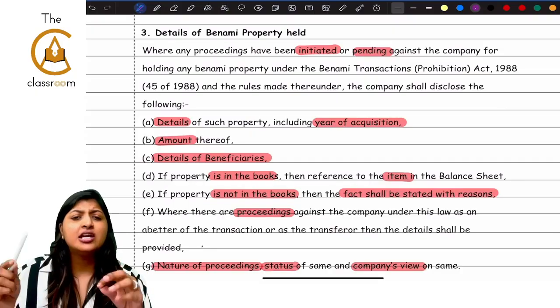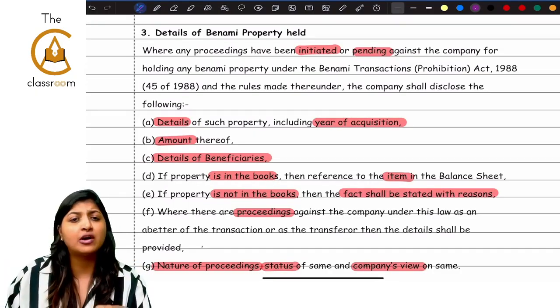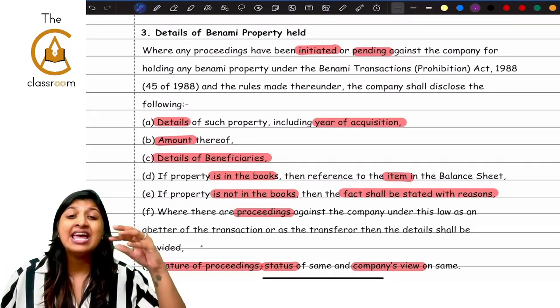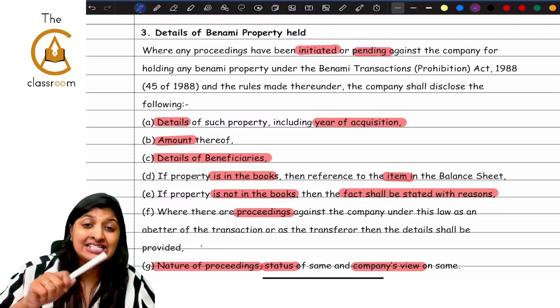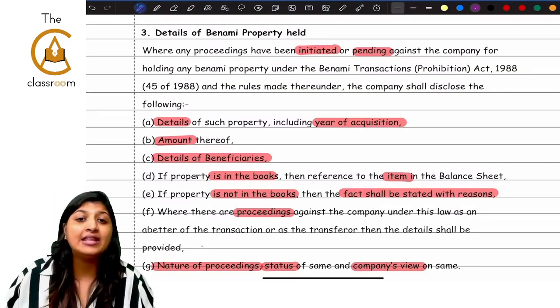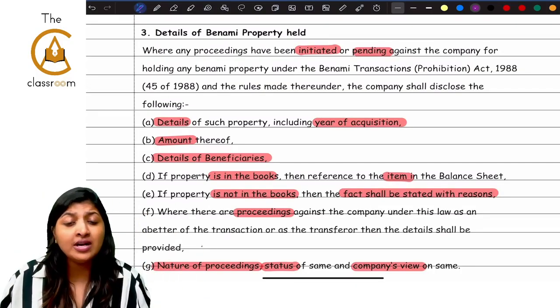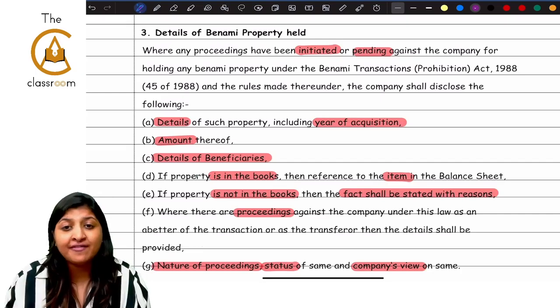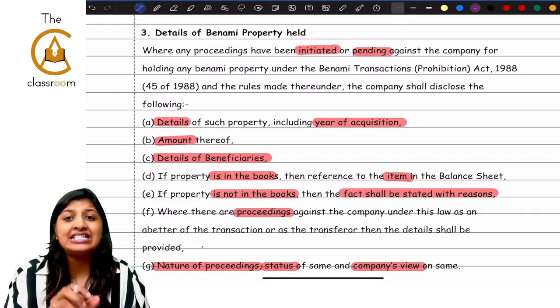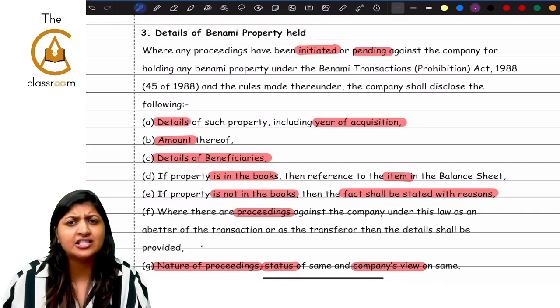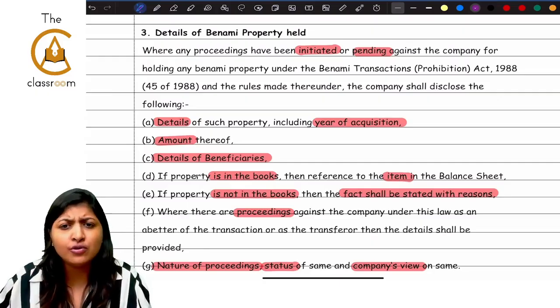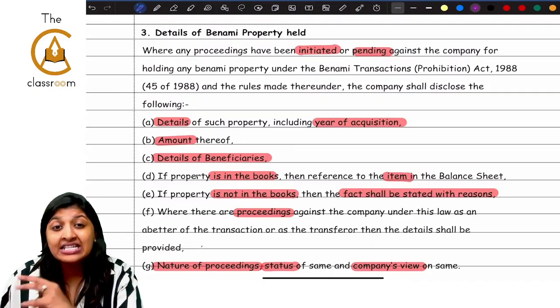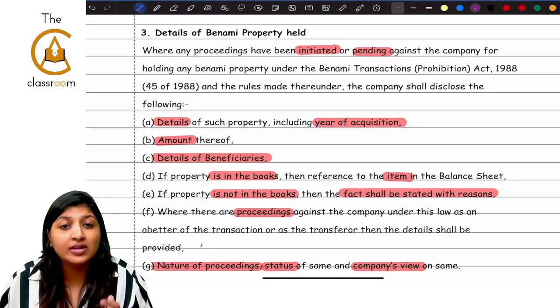Give me the details. Now, sometimes the property will be shown in the books of accounts. Sometimes it will not be shown in the books of accounts. If it has been shown in the books of accounts, please give reference to that item in the balance sheet. If it is not shown in the books of accounts, please mention that fact that this property is a proceeding against the Benami Transactions Prohibition Act and it has not been shown in the books of accounts, followed by the reasons as to why it has not been shown in the books of accounts.